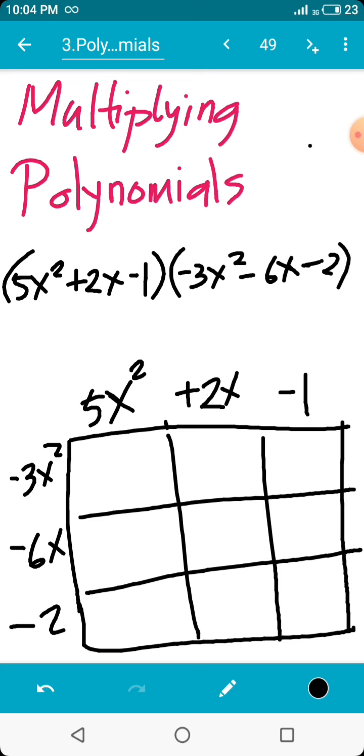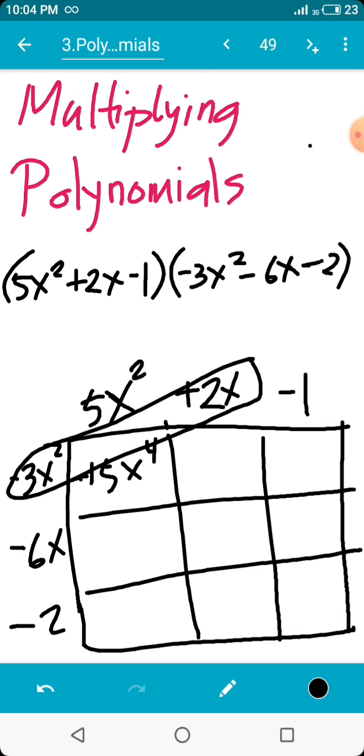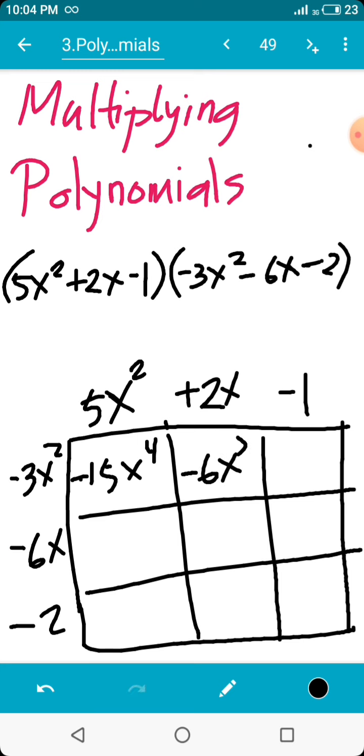And then, later, tingnan natin kung merong like terms. Okay? So, ito muna. So, 5x squared times negative 3x squared. So, that is negative 15x raised to 4. Okay? And then, ito, 2x times negative 3x squared. So, that is negative 6x cubed. Okay? And then, ito naman, negative 1 times negative 3x squared. So, that is positive 3x squared.